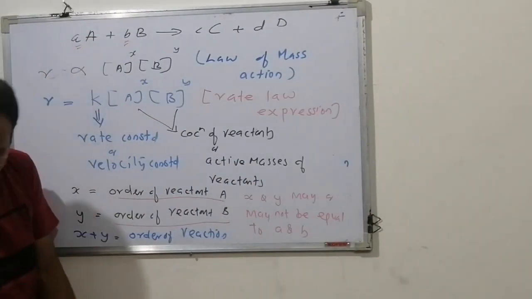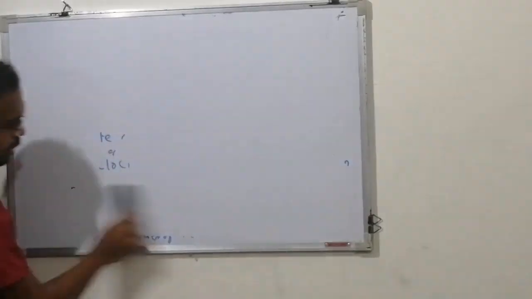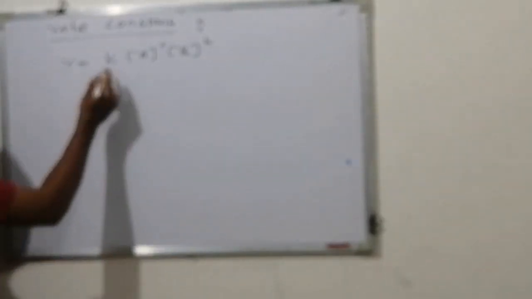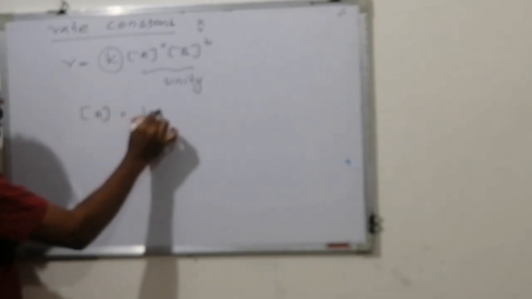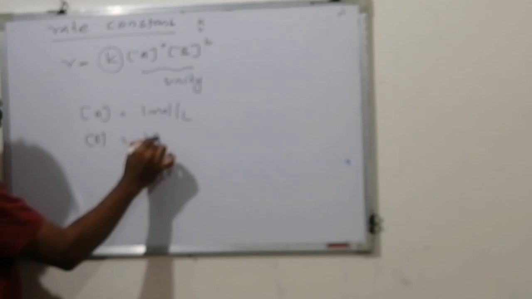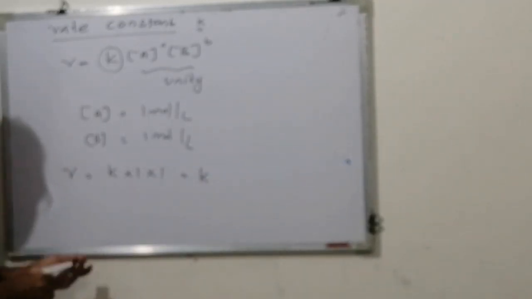K is called the rate constant. First, we can explain what the rate constant is. Consider a rate law expression: R is equal to K, A raised to x, B raised to y. What is the mathematical way of expressing this constant? You make these things unity. How can you make them unity? That is, A is equal to 1 mole per liter, B is equal to 1 mole per liter. Therefore, R is equal to K into 1 into 1, that is K. Therefore, what is the rate constant?